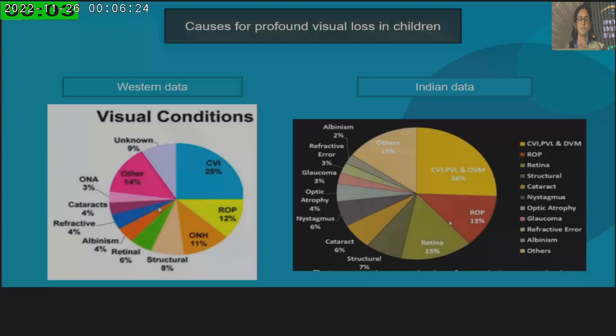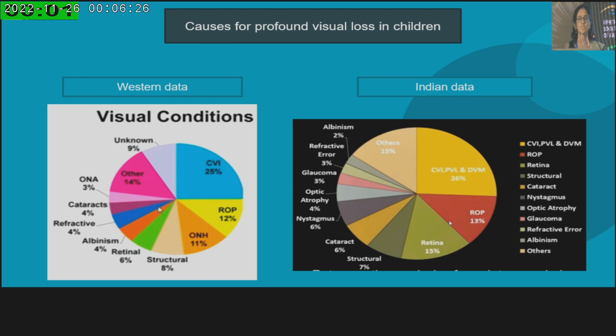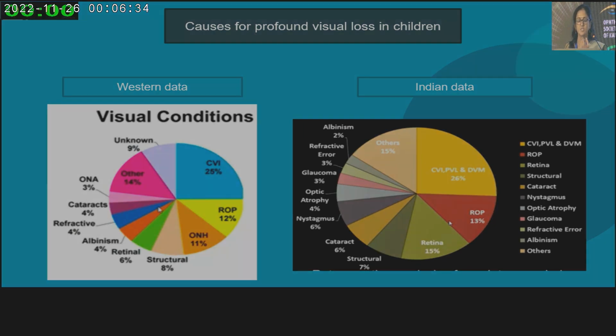This article shows this evidence. It's an article by Dr. Niranjan Behera, that cerebral visual impairment is a major cause of profound visual impairment in children aged less than 3 years. They also found that the rate of the incidence of this CVI is almost the same if you compare the rural and the urban population. If you check the causes of profound visual loss in children, the Western data and the Indian data show that it is mainly due to CVI.